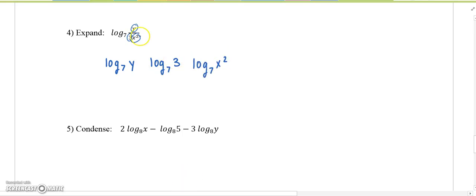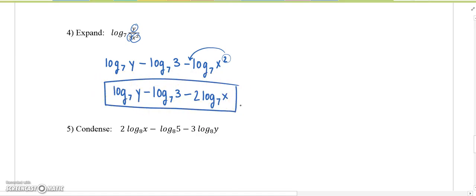Okay, now anything that's on the bottom of your fraction deserves a subtraction. So that's what I did. Okay, last step is we don't want exponents in our logs either. Expand pretty much means break it apart as much as humanly possible. So exponents go to the front. So my final answer here would be log base 7 of y minus log base 7 of 3 minus 2 log base 7 of x.